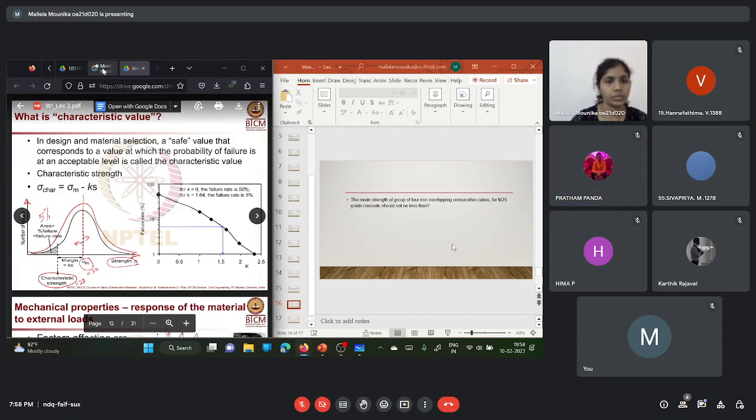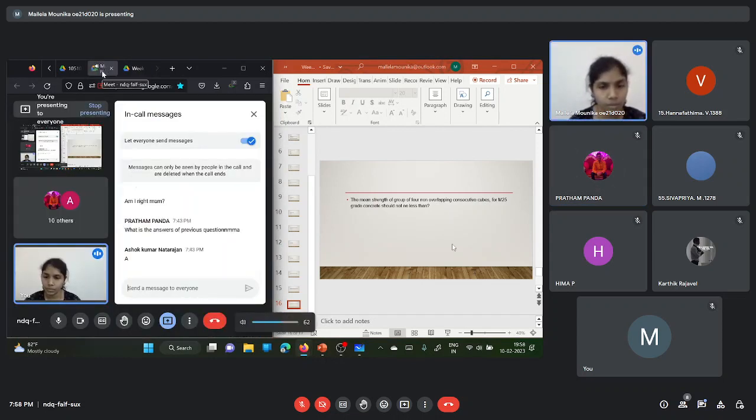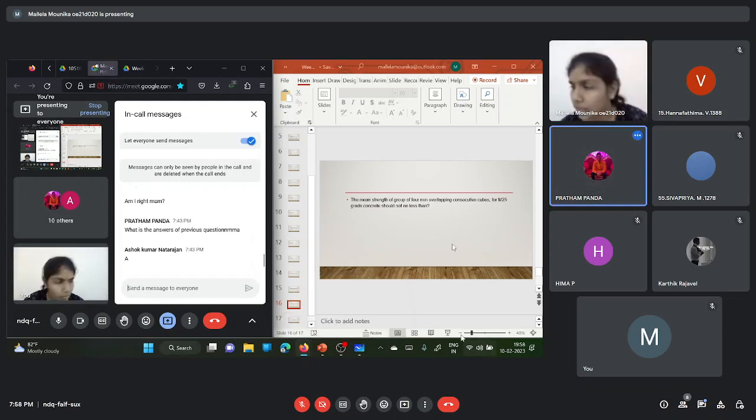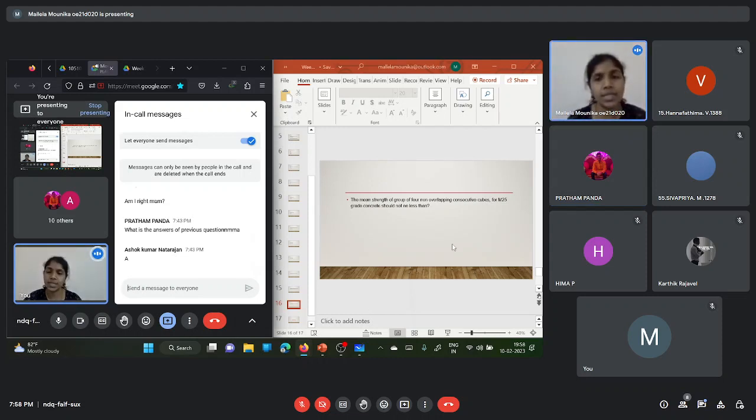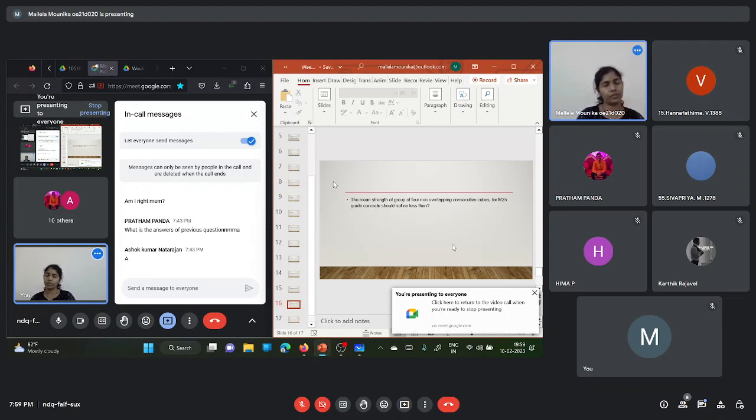The answer is 31.56. That is the answer. So now you understand how to arrive at the characteristic compressive strength and the average compressive strength, and vice versa. If you have been provided with the characteristic strength, how to find the average strength, and if you have the average strength, how to find the characteristic strength.